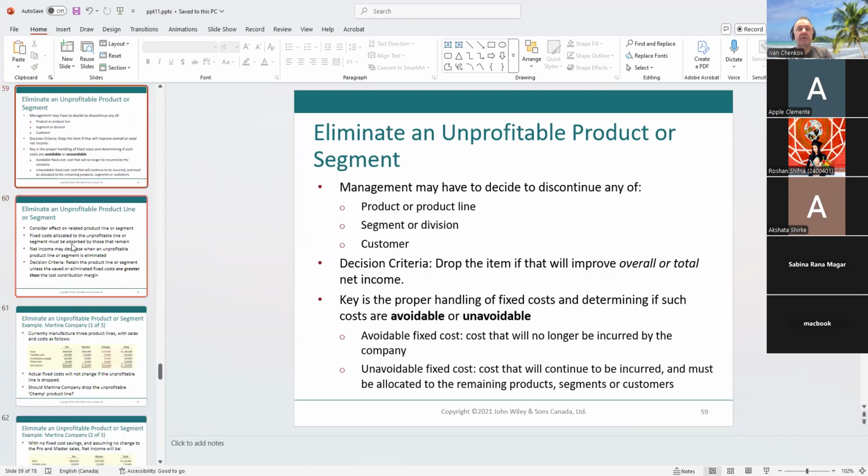The key here is the proper handling of the fixed cost, and determining which of the fixed costs is avoidable and which is unavoidable. The avoidable fixed cost is the cost that no longer will be happening if we decide to get rid of the product. Unavoidable fixed cost is there regardless of what we're doing with the product, whether we're keeping it or we stop doing it, we're still having that cost. So that cost will continue to be incurred regardless of whether you stop or not.